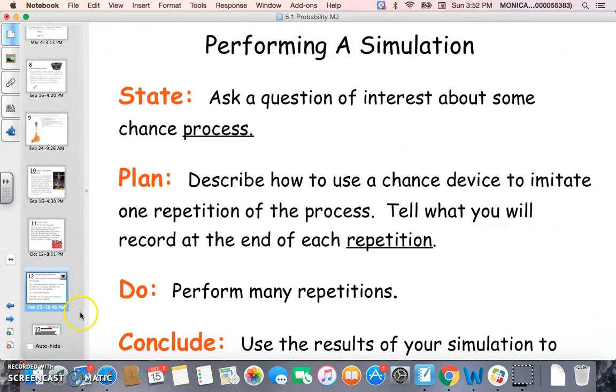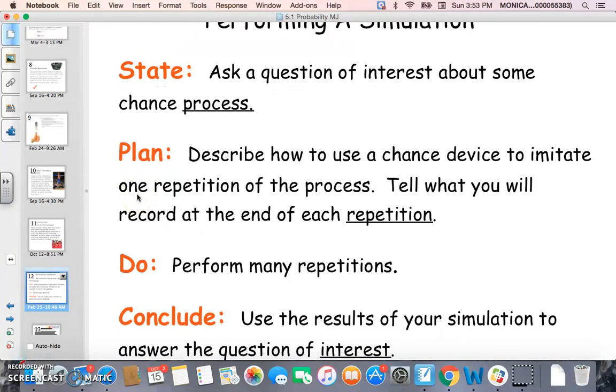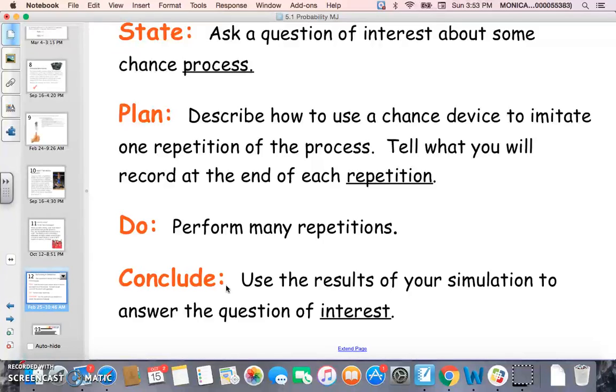When you are performing a simulation, there are 4 steps. The first step is you need to ask yourself a question of interest about some chance process. Then you need to describe your plan. You're going to describe how to use chance to imitate one repetition of the process. Then you will record at the end of each repetition what you've done, like we did with the coin toss. Then you're going to perform many repetitions, again like the coin toss, and then conclude. Did your simulation answer the question of interest that you had?